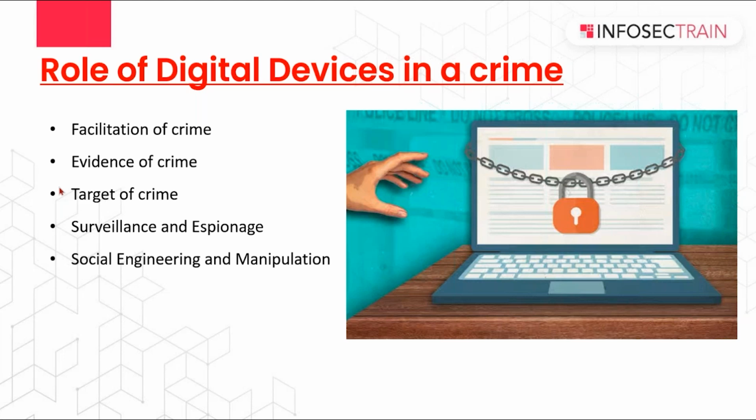So digital devices play a role in criminal activity, like facilitation of crime. Communication: criminals can use digital devices to communicate with each other and plan crimes. This can include using encrypted messaging apps, social media, or even online forums. Research and planning can also be part of facilitation of crime. Criminals can use digital devices to research their targets and plan their crimes. This can include looking up maps and directions, finding vulnerabilities in security systems, and even learning how to make explosives.